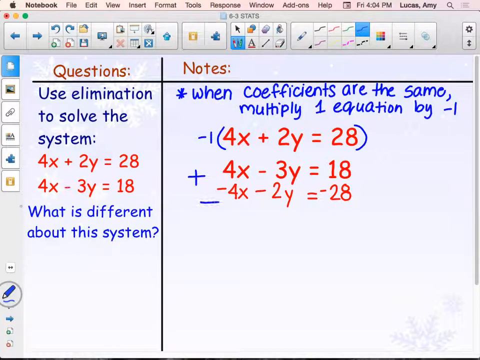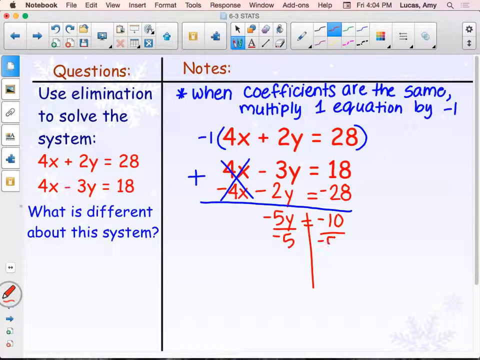Now, look at our system. The x's are opposite coefficients, so they cancel out. Now, we can add the rest of the system. Negative 5y equals negative 10. Divide by negative 5. And y equals 2. So the y-coordinate for our solution is 2.